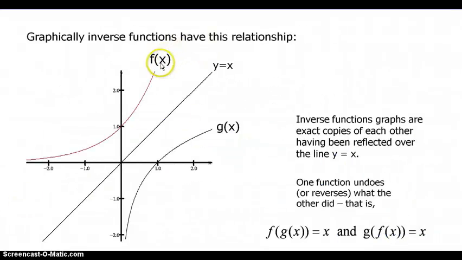Graphically, we remember that inverses are reflections of one another in the plane over the line y equals x. So one function undoes or reverses what the other one did. That is, if we compose them in either direction, we get mapped back to the original value that we started with.